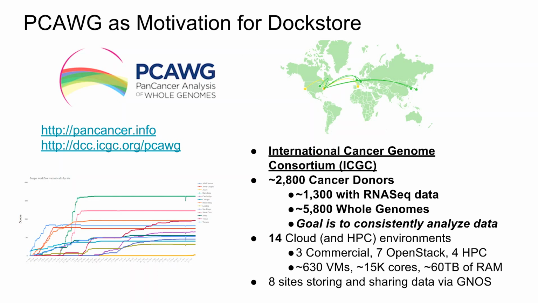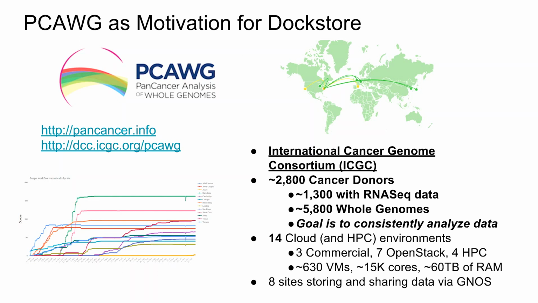And to do that, we had 14 cloud and HPC environments located all around the world to actually do that data processing. At our peak, we were running and managing about 630 VMs, and that corresponded to 15 to 16,000 cores simultaneously being accessed in this project across all these environments.